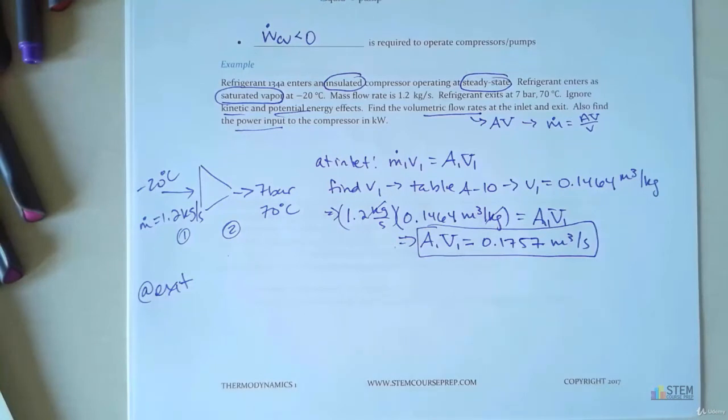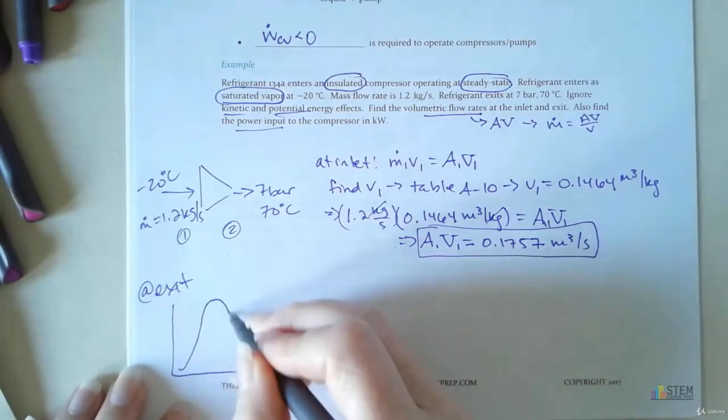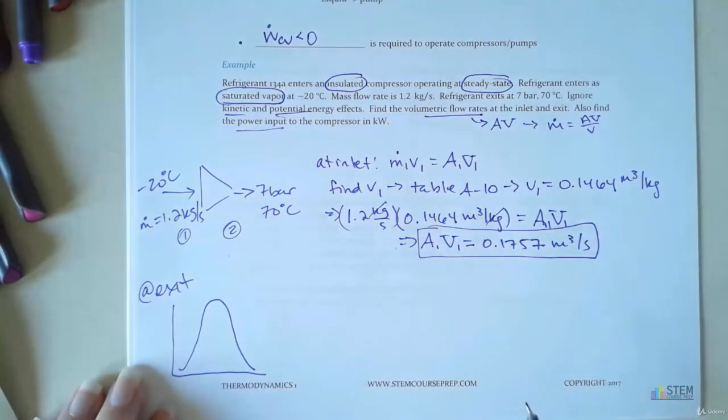Now at the exit we have a pressure of 7 bar and the temperature is given. For this one, let's figure out what we've got. We need to figure out if we need to use the saturated table, superheated vapor, what is it?